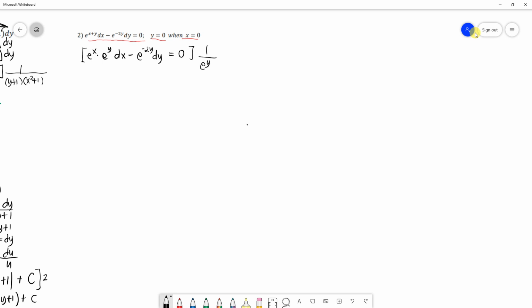Seeing an e looks scary, but as I told you, in differential equations, if there is an e, you are lucky, because the problem is easy. So we have e raised to x dx. The e raised to y is gone, no? Minus e raised to negative 2y dy over e raised to y, and this is still 0.